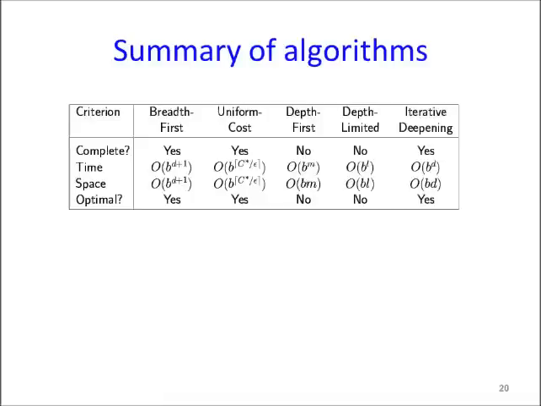Alright, so this is the summary of what we have accomplished so far. This is breadth first search, B to the D, B to the D. This is uniform cost search, B to the C over E, B to the C over E. Depth first search, B to the M, B M. Depth limited search, which is not useful because it's not complete. Iterative deepening, B to the D, and B D. D is the depth of the solution, the lowest depth of the solution. Which is M, right? No, M is the depth of the search tree. Oh, sorry.